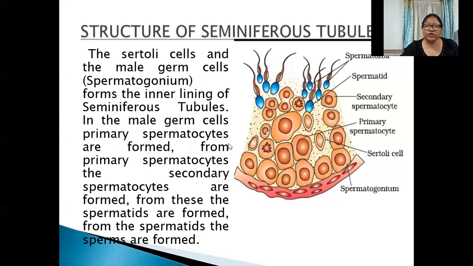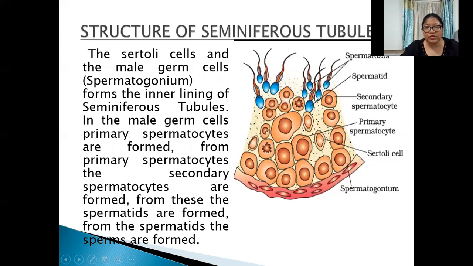Since we have been talking about the seminiferous tubules, as the sperms are produced in the seminiferous tubules in the testes of males, let us now see the structure of the seminiferous tubules. The Sertoli cells and the male germ cells, or the spermatogonium, form the inner lining of the seminiferous tubules. So where do you find the Sertoli cells? Here, these are the Sertoli cells. They form the inner lining of this entire seminiferous tubule.